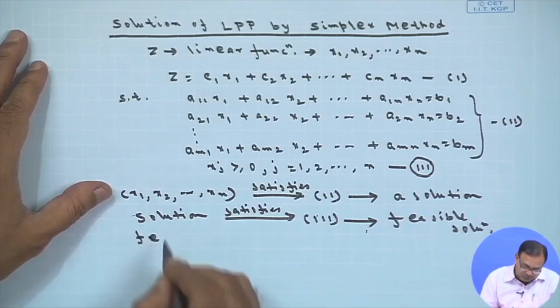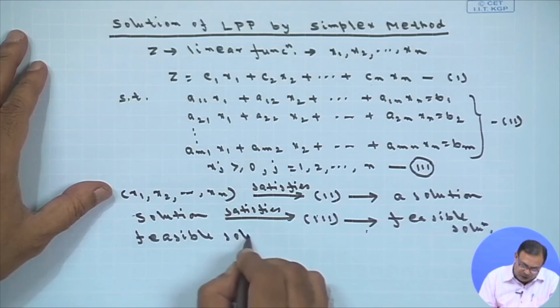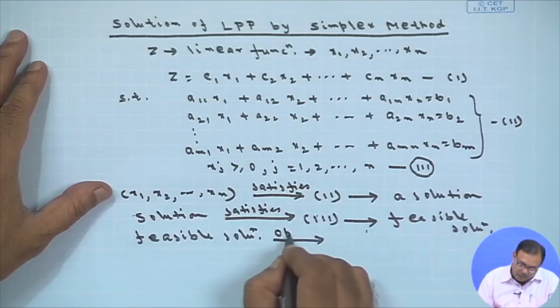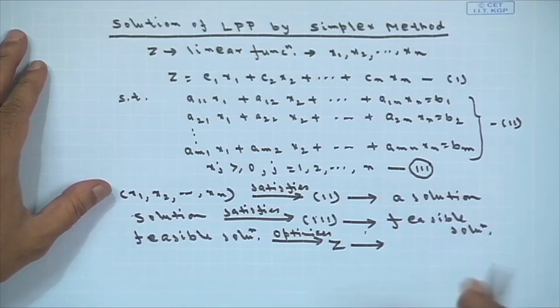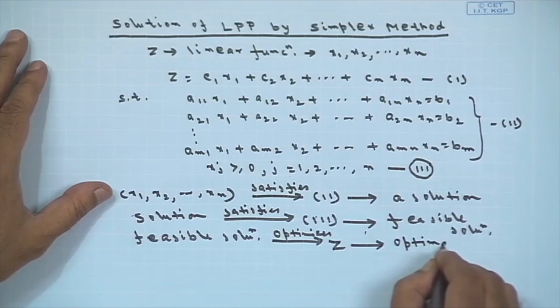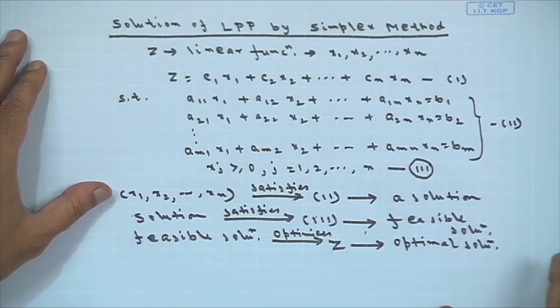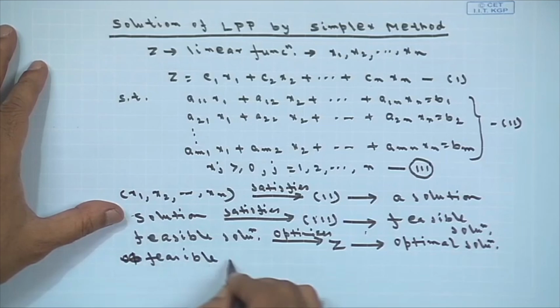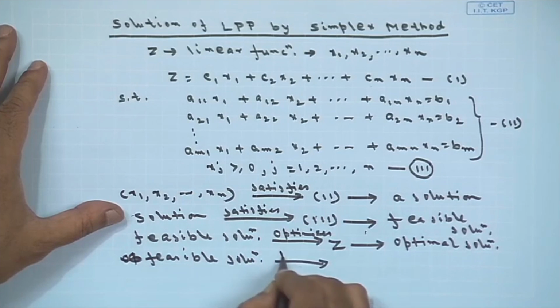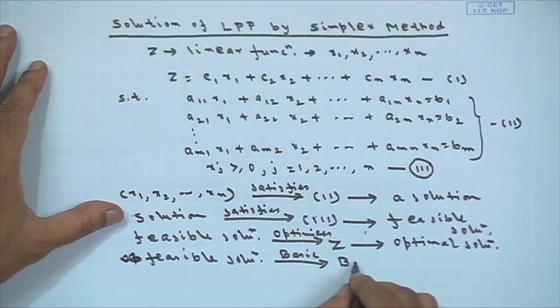Now, whenever you have a feasible solution, if this feasible solution optimizes the objective function z, then we call it the optimal solution. So, please note this one, that whenever a feasible solution optimizes the objective function z, then it is an optimal solution, and if I have a feasible solution and this solution is basic, then we call it a BFS or basic feasible solution.